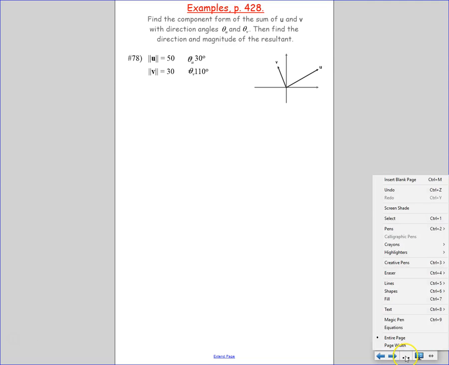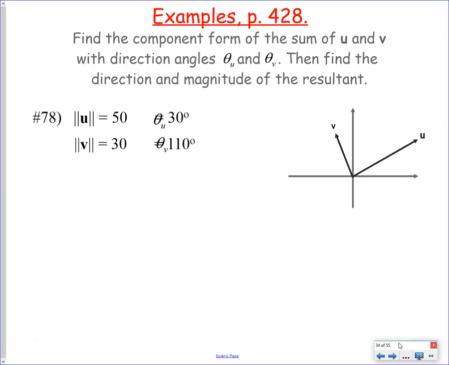Okay, so we have an example. My thetas are misplaced. I don't know why, so let's move them over.